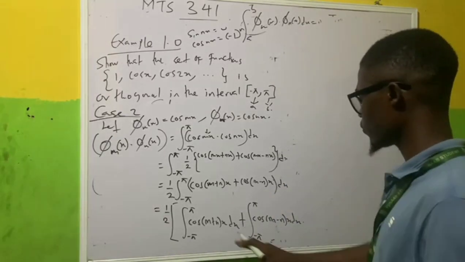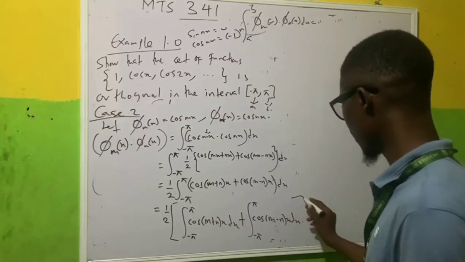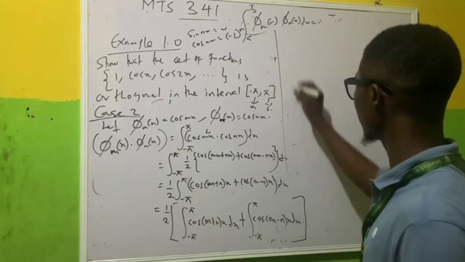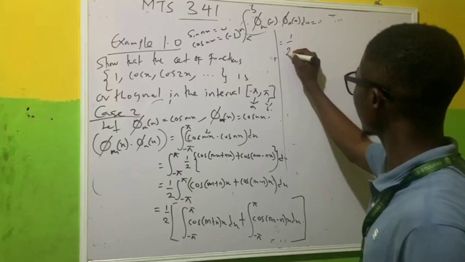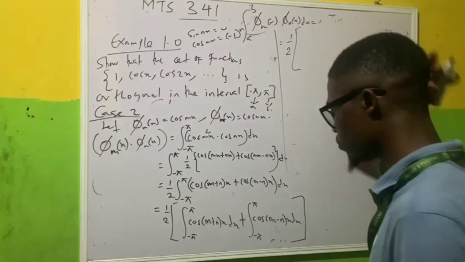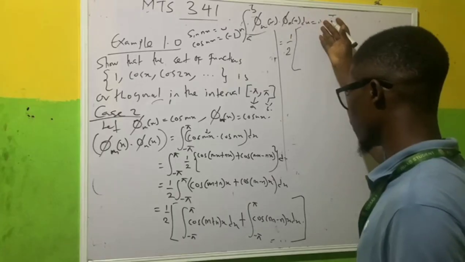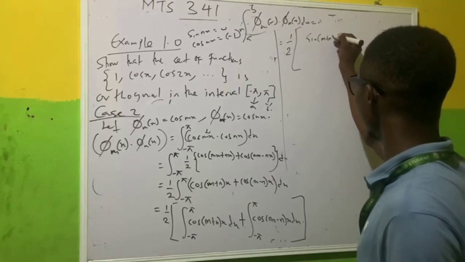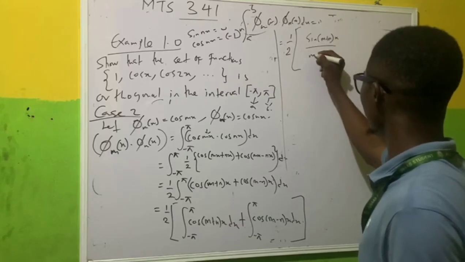Alright, so at this junction you can see I'm trying to make things easier here. So anyway, at this side we have 1 over 2, the big bracket. When you integrate this one, at the end of the day it should be giving you sine into bracket m plus n x over m plus n.